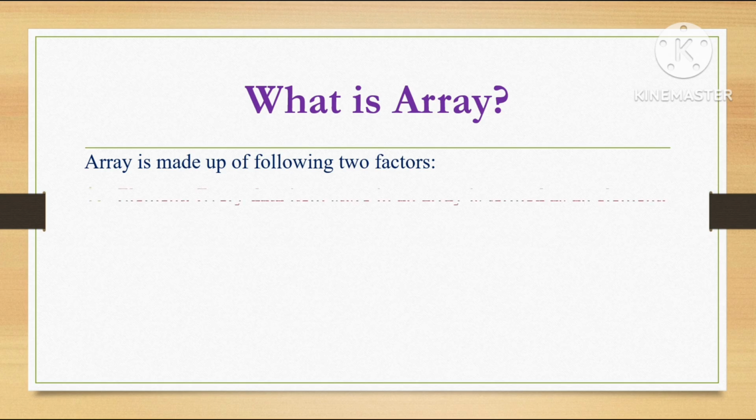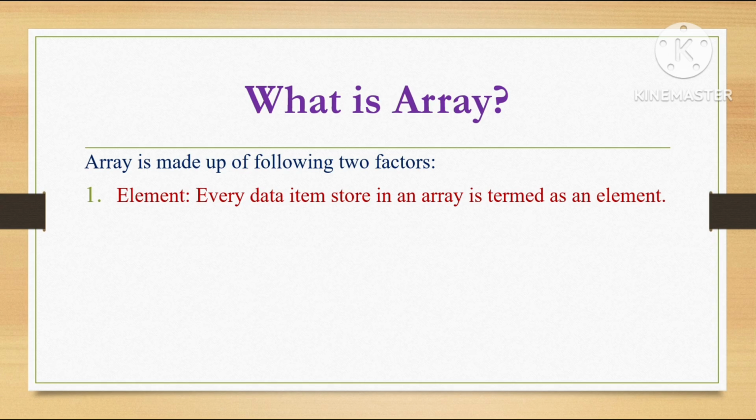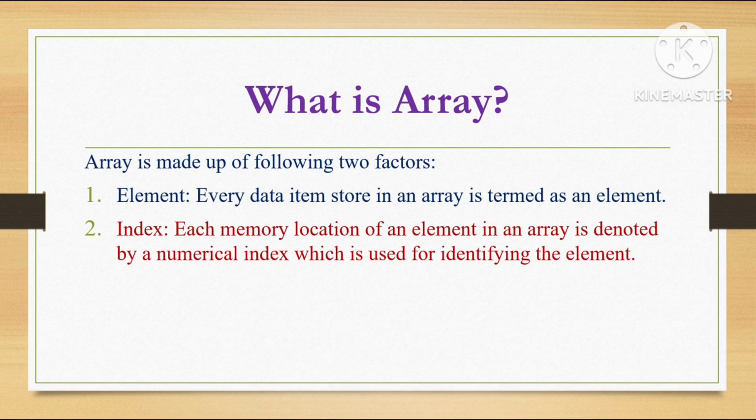An array is made up of two factors. First is element. Every data item stored in an array is termed as an element. The second factor is index. Each memory location of an element in an array is denoted by a numerical number which is used for identifying the element.